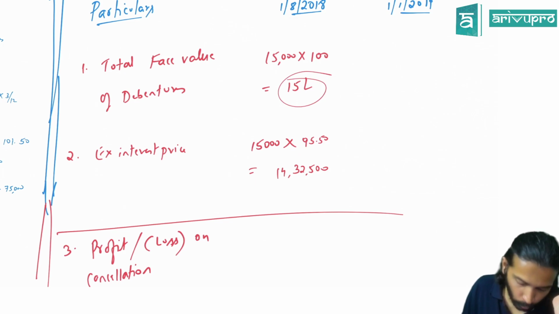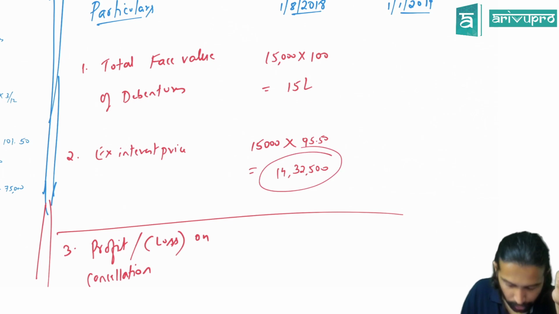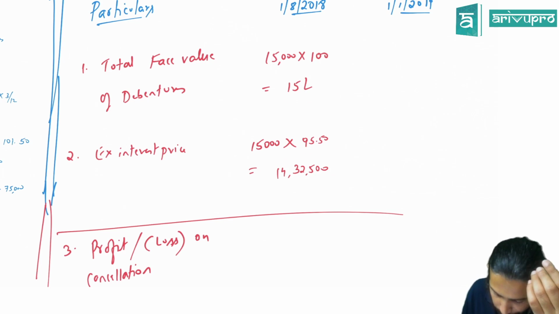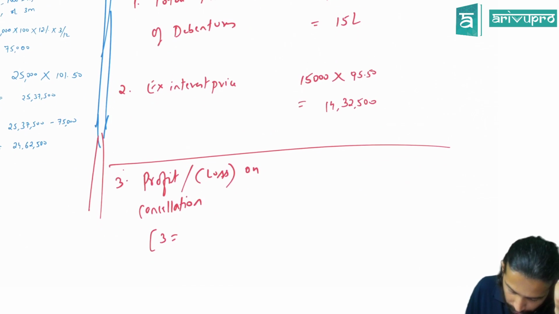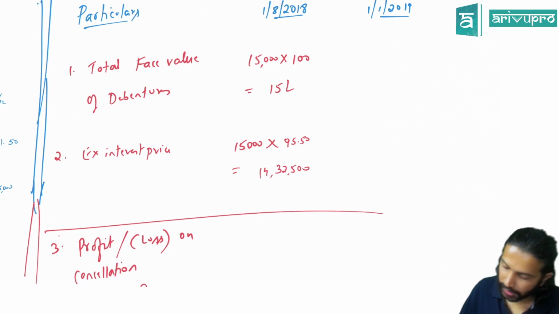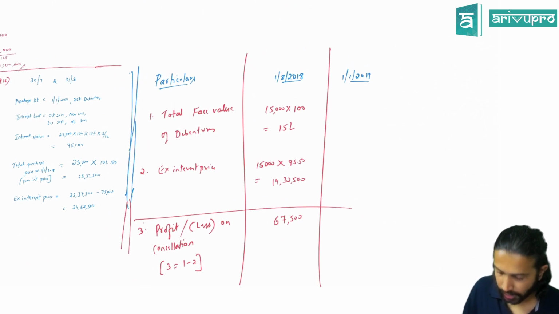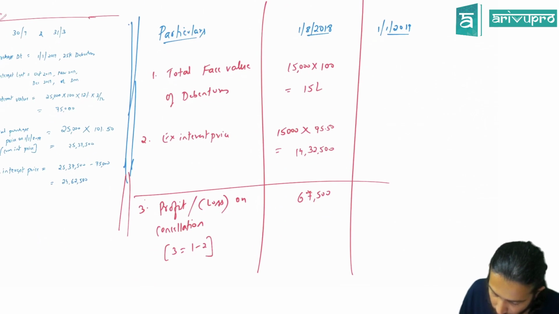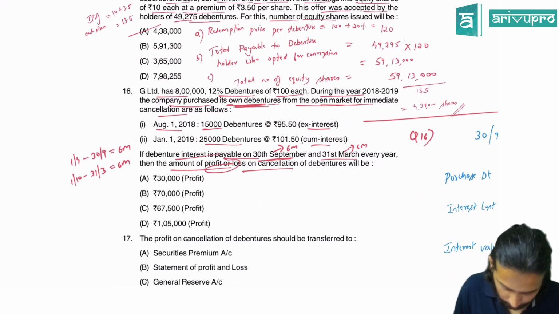That means 15 lakh worth of loan. Debenture is a loan only, no? For 15 lakh worth of loan, you are repaying only 14 lakh 32,500. That means you are repaying less. If you are repaying less, it means profit. I'm denoting this as 3. 3 is equal to 1 minus 2. 15 lakh is the worth of debentures, but I was able to repay it at 14 lakh 32,500. So when I cancelled these debentures, I made a profit of 67,500. This is on 1st August. Did they ask for 1st August's profit on cancellation, or the total profit or loss on cancellation? Check. They asked the total profit or loss on cancellation.